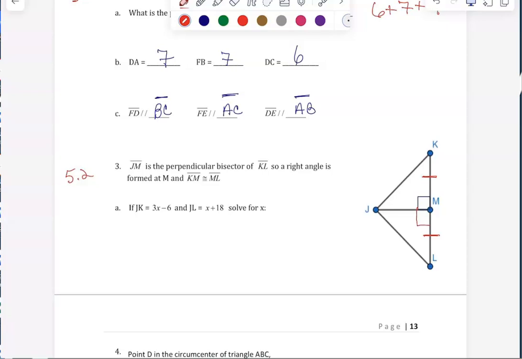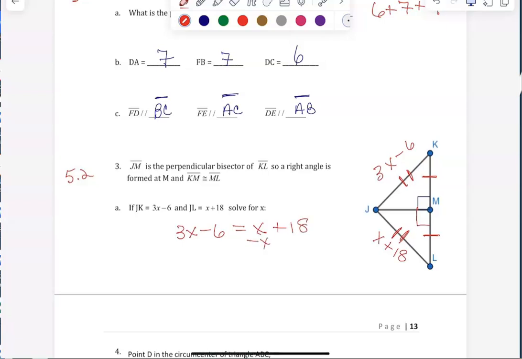What I know about a perpendicular bisector is that JK and JL will always be equal to each other. I need that information if I'm going to solve for problem A. So JK is 3x minus 6, and JL is x plus 18. So they want us to solve for x. So set those two segments equal.